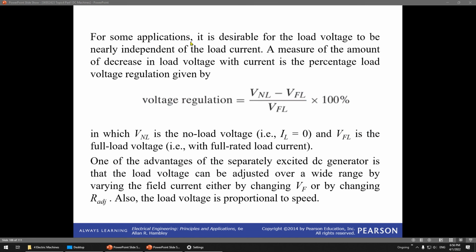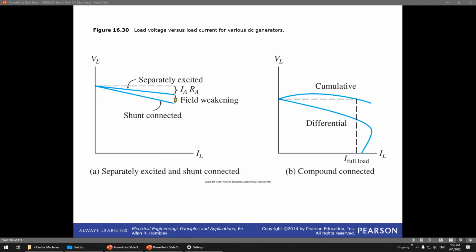For some applications, it is desirable for the load voltage to be nearly independent of the load current. A measure of the amount of decrease in load voltage with the current is voltage regulation. You already know this one. The larger the voltage drop, the poorer the system is. We want to make sure that the voltage regulation is much better. This one is much better, because you can see here, but this one increases something like this. This is quite bad.